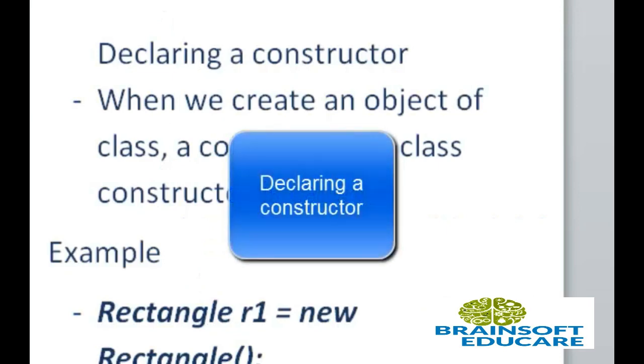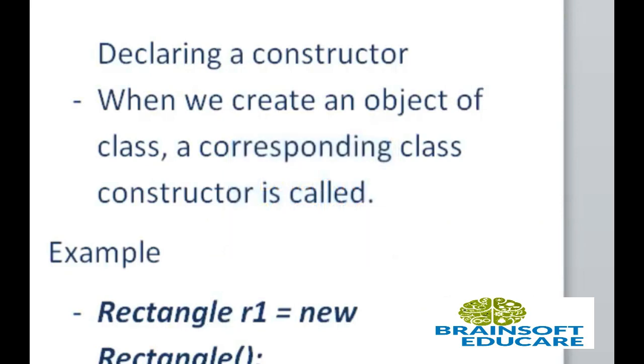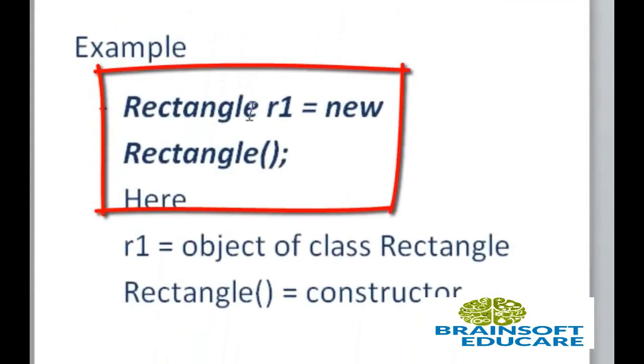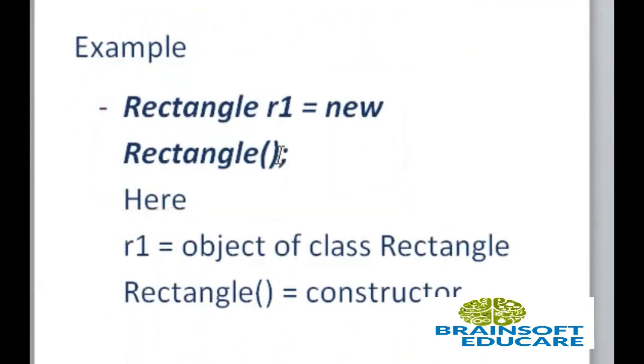How do we declare a constructor? When we create an object of a class, the corresponding class constructor is called. Here is the example. Rectangle is the class name, r1 is the object name, and Rectangle followed by the parentheses is the constructor.